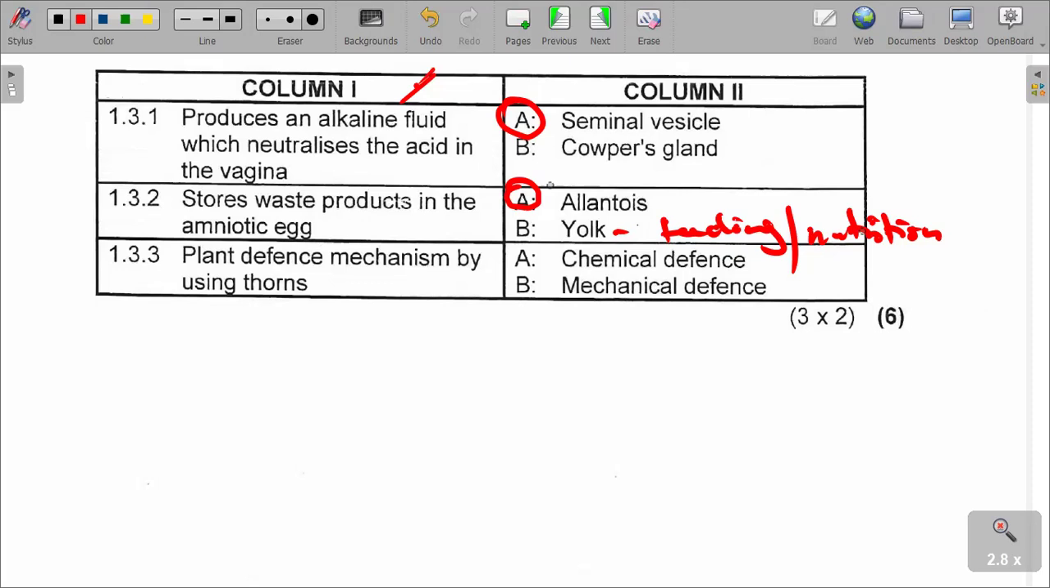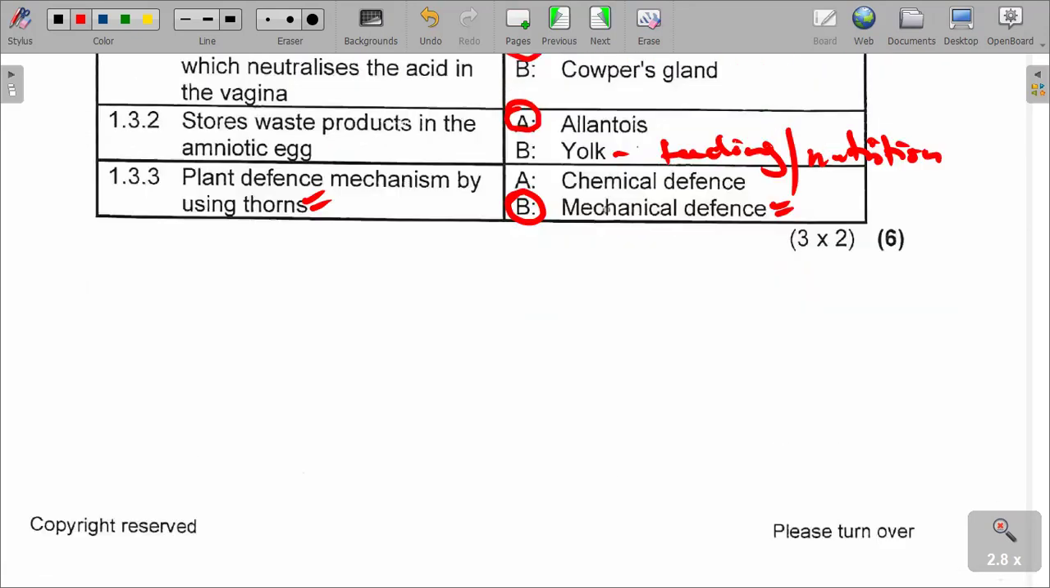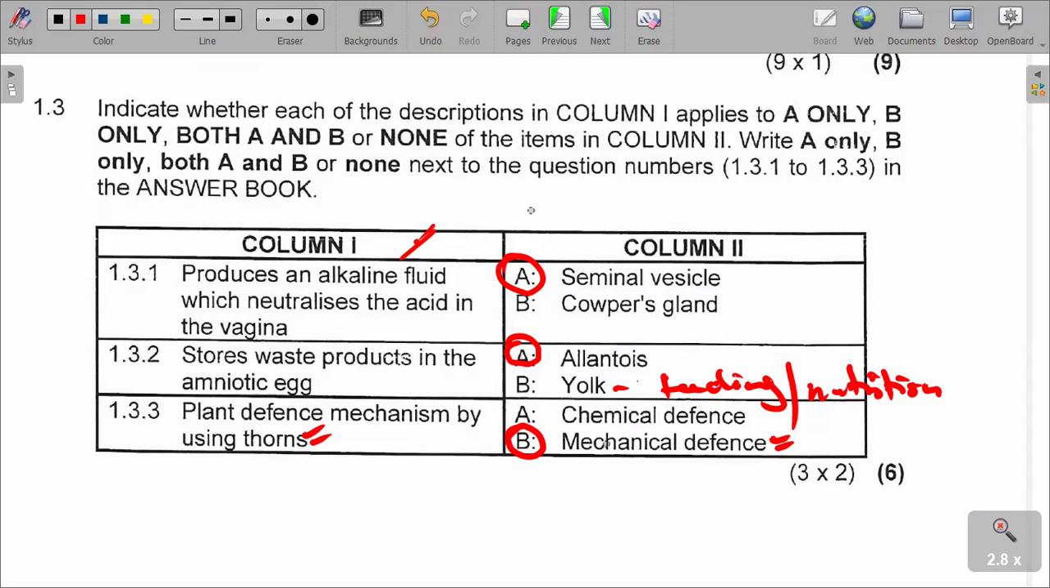Plant defense mechanism by using thorns. We have got different forms of defense mechanisms: chemical, mechanical, and these methods are all different. But when we talk about thorns, it is a what? It is a mechanical or a physical defense mechanism. Chemical has got to do with the secretions of some sticky substances. It might also be a result of the release of some bad odor or smell that causes browsers or grazers not to feed on what? On the plants or on vegetation.